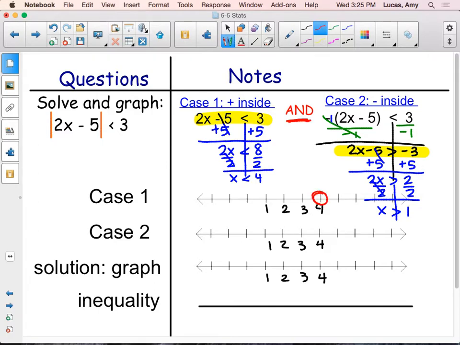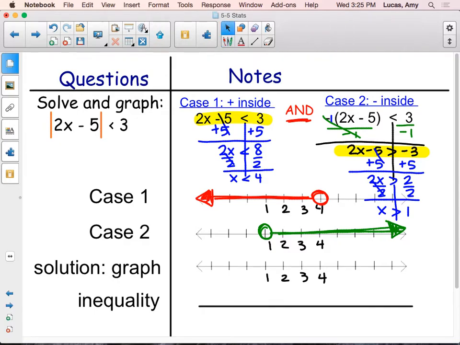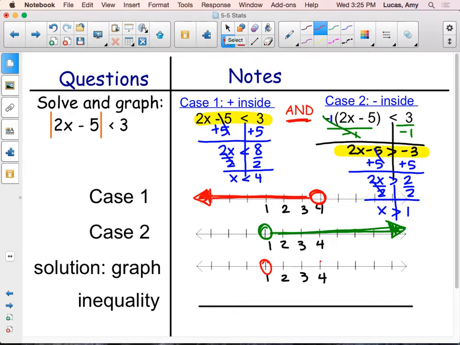So less than 4, open circle going to the left. And then greater than 1 is an open circle going to the right. So hopefully you can see where these are overlapping each other. If I drag it down, from 1 to 4. And on this one, they're both open circles. So that means 1 is less than x, which is less than 4.